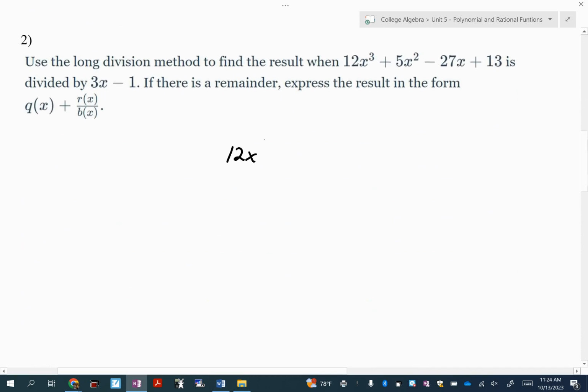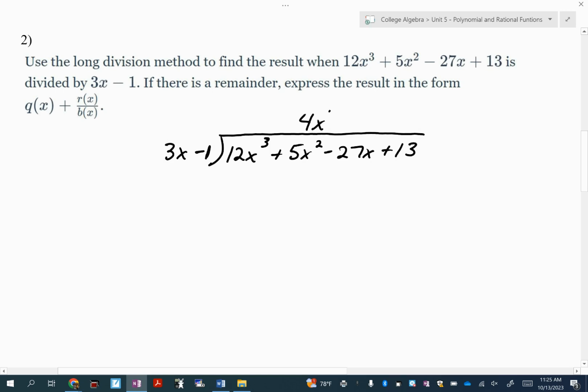Okay, let's do the last one here. So 12x cubed plus 5x squared minus 27x plus 13, and that's divided by 3x minus 1. Okay, so I'm trying to figure out something times 3 to give me 12, which is 4. And then x squared times x would give me x cubed. So that's going to be 12x cubed. 4x squared times negative 1 is minus 4x squared. Subtract. Subtracting a negative 4 is really adding, so that gives you 9x squared.